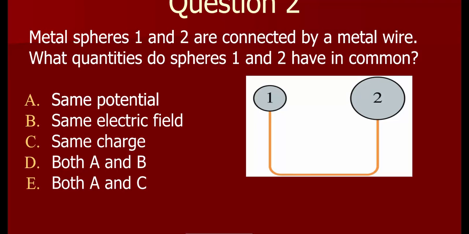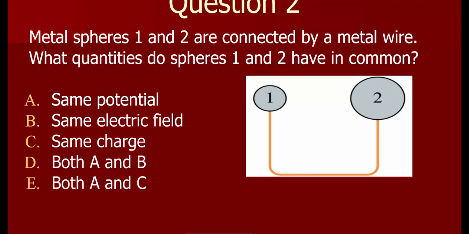If it seems reasonable, do they have the same field though? Is that one bigger? One is bigger. Okay, well, let's think about this. So they're connected by a wire. We all agree with that?